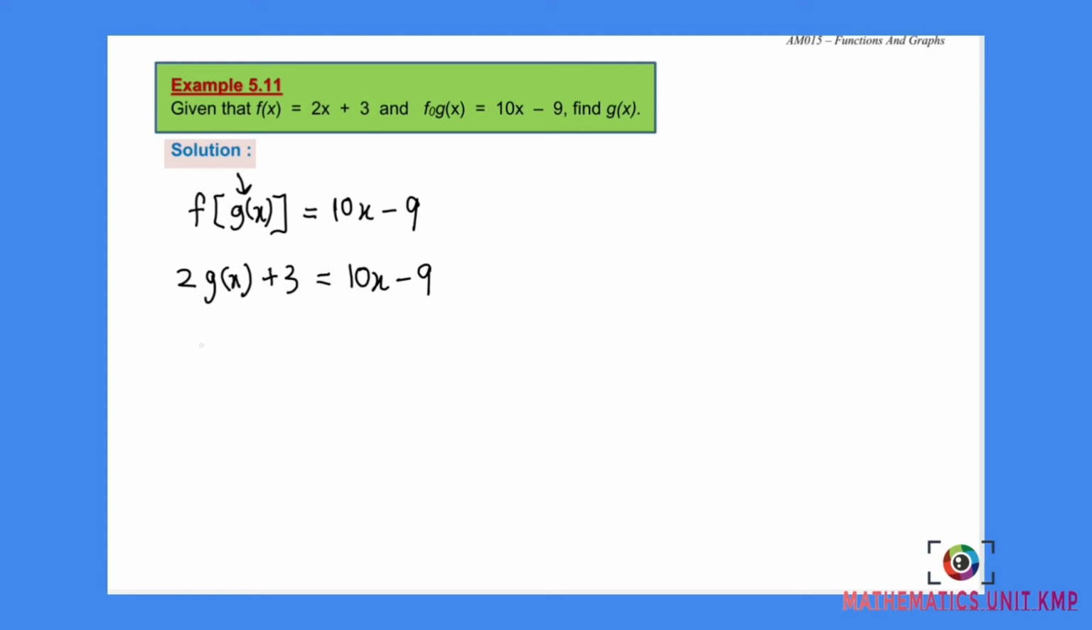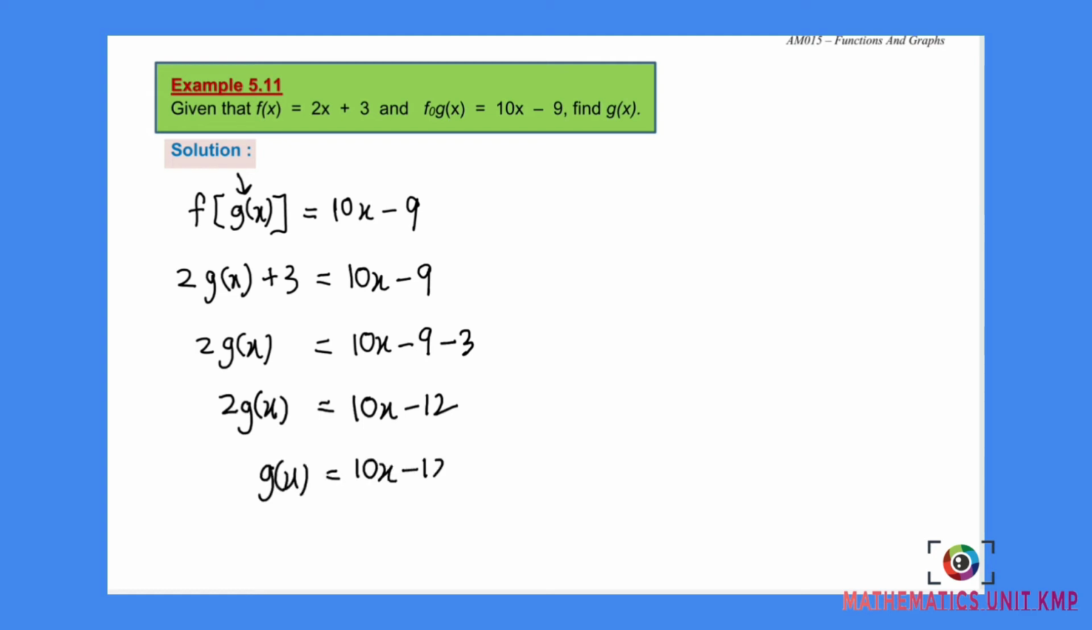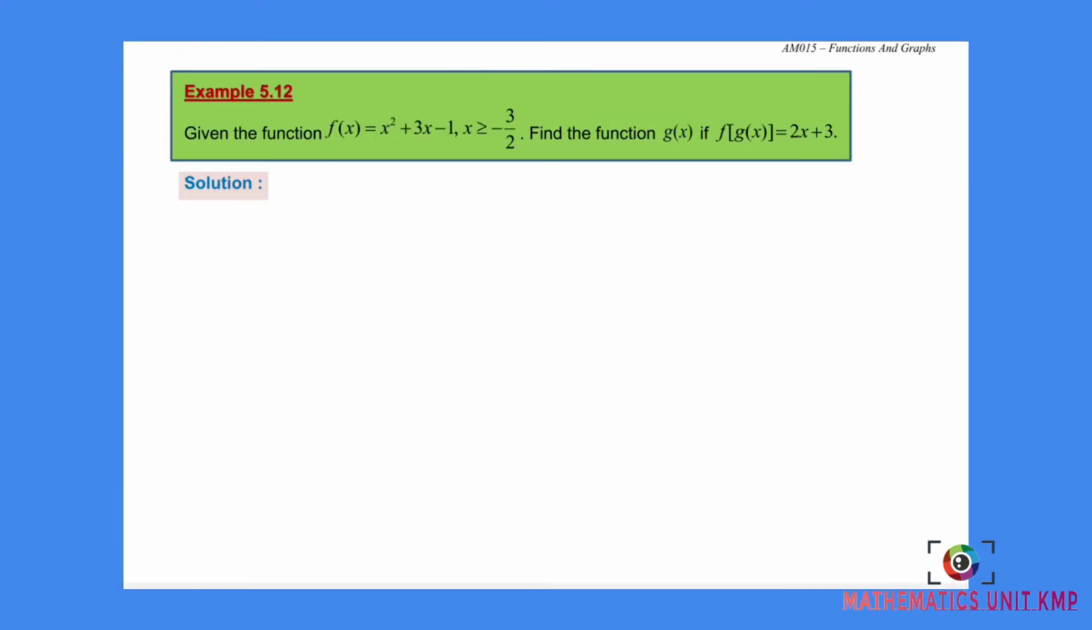Baik, bila dah jelas, you hanya permudahkan saja. 10x minus 9 minus 3, which is 2g(x) sama dengan 10x minus 12. Last kali dapatlah g(x) sama dengan 10x minus 12 over 2, 5x tolak 6. Itu sahaja caranya. Do you understand?